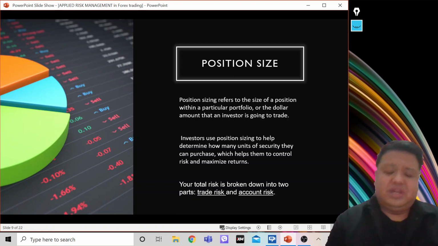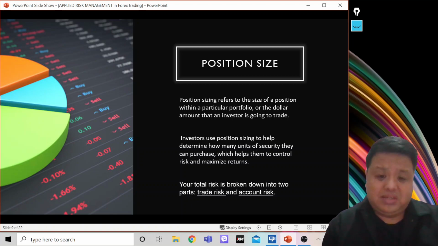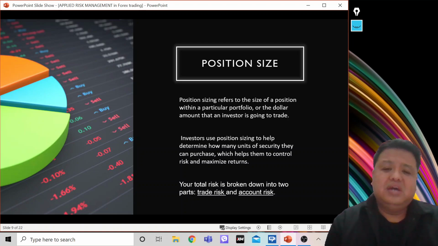So, your total risk is broken down into two parts. Una, trade risk at pangalawa is account risk. So, una, yung trade risk, yung position na tinake mo has a risk of losing. At the same time, that trade is part of your overall account. So, each trade na nasa risk will also bring the account down kapag lahat yon nag-stop loss. That will be your total drawdown for your entire account. And should your account lose more than 50%, let's say, nandoon ka na sa risk of ruin na tinatawag naman. Okay?